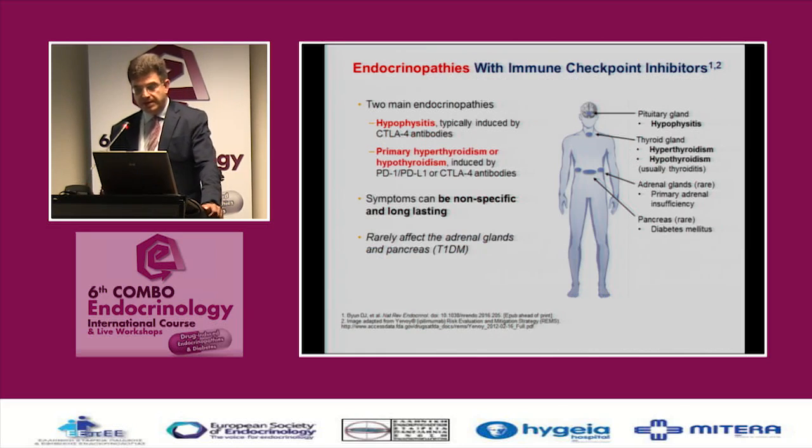To come to a more clinical context, endocrinopathies with immune checkpoint inhibitors, as I said previously, include hypophysitis, which is typically induced by CTLA-4 antibodies, and primary hyper or hypothyroidism induced by both classes of drugs, both the PD-1, PD-L1 or CTLA-4 antibodies. Importantly, the symptoms can be very non-specific, and it's easy for the clinician to think that these symptoms may be related to cancer rather than endocrinopathy. And rarely, these drugs may affect the adrenal glands and cause primary adrenal insufficiency, or the pancreas and cause autoimmune type 1 diabetes.